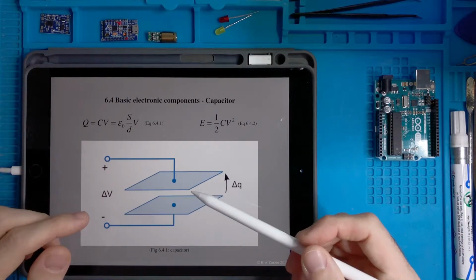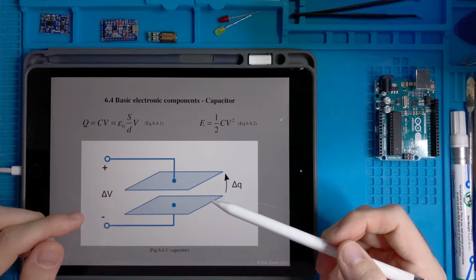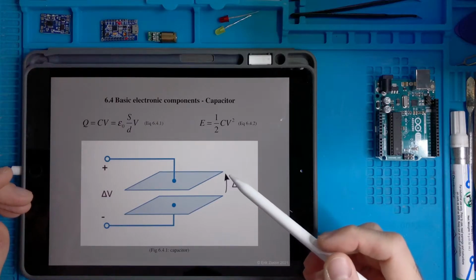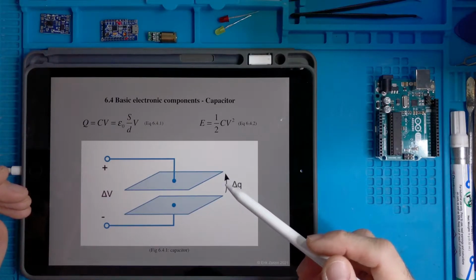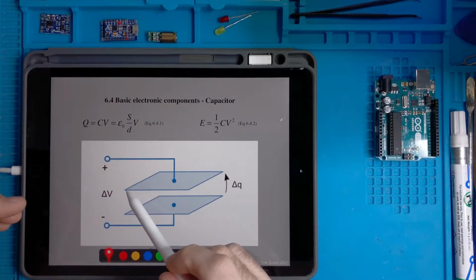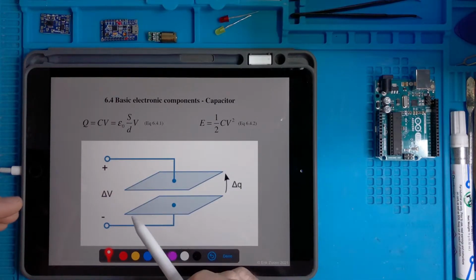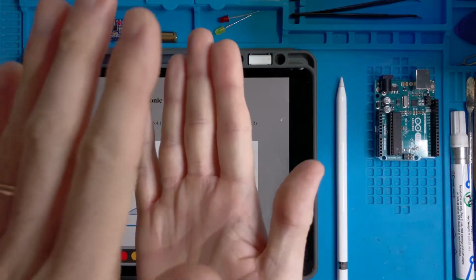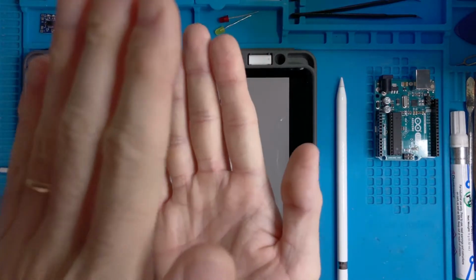So here you see something. It's a diagram which is something in 3 dimensions. So you see those two things, this one and this one, are two parallel plates. So they are like this, they are parallel each other.